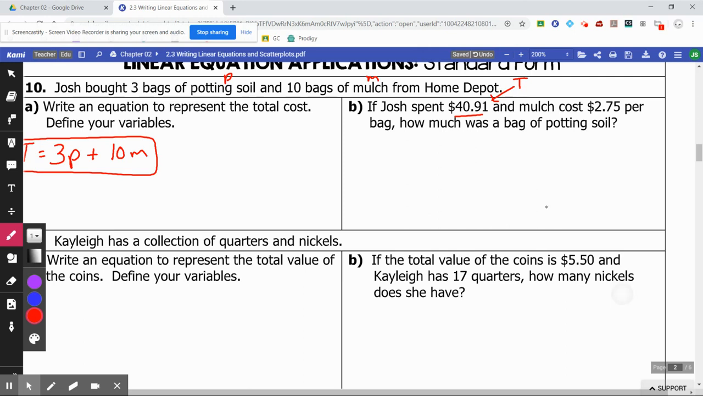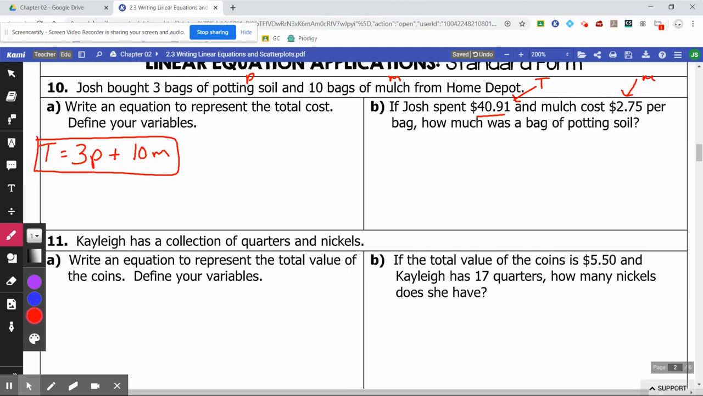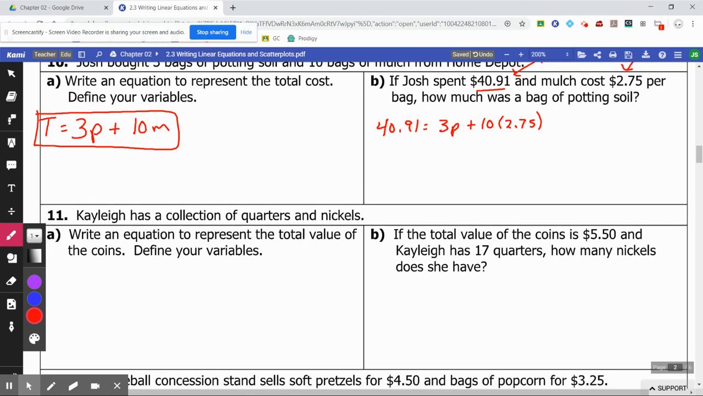And mulch costs $2.75, so that'd be your M. How much did the potting soil cost? So we've got our standard form. In the place of T, we're going to put $40.91 as the total. We're not sure how much the potting soil cost, but we know that the mulch is $2.75 a piece. So we're going to take what we do know, plug it in. We're going to find out now what we don't know.